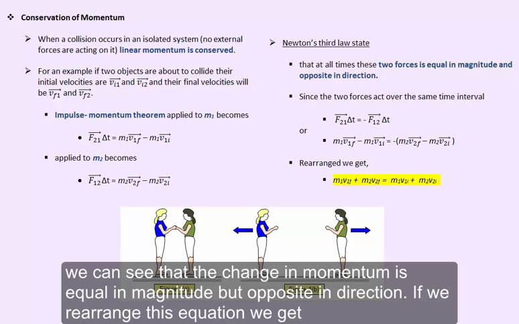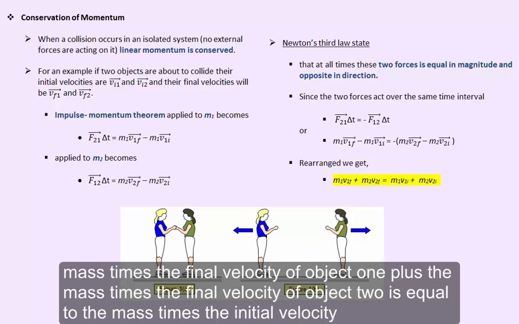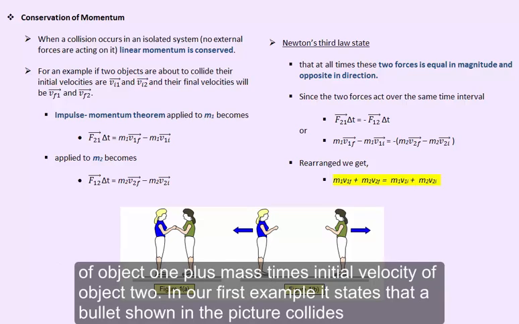If we rearrange this equation, we get the mass times the final velocity of object 1 plus the mass times the final velocity of object 2 is equal to the mass times the initial velocity of object 1 plus the mass times the initial velocity of object 2.